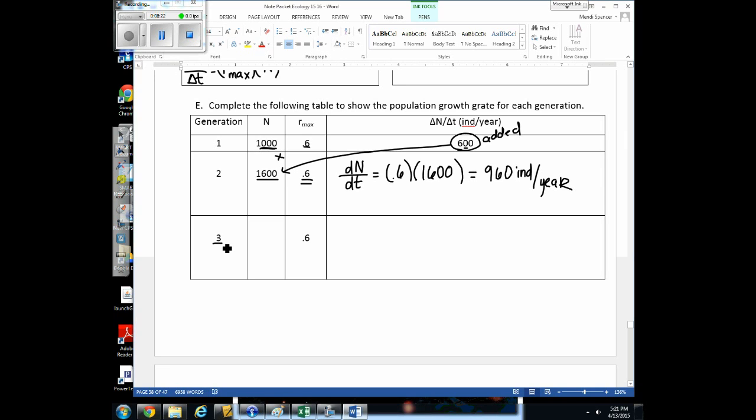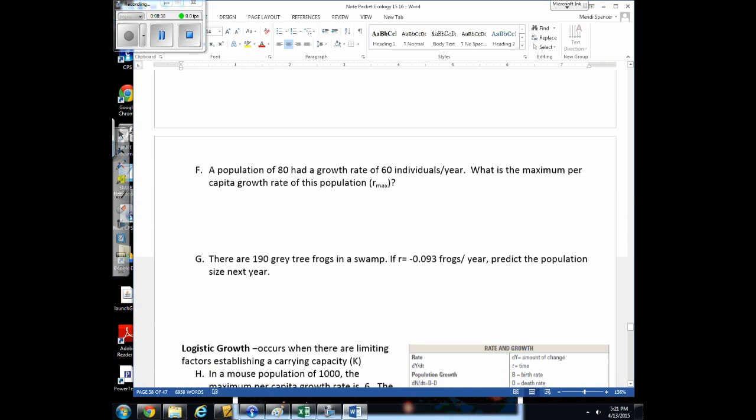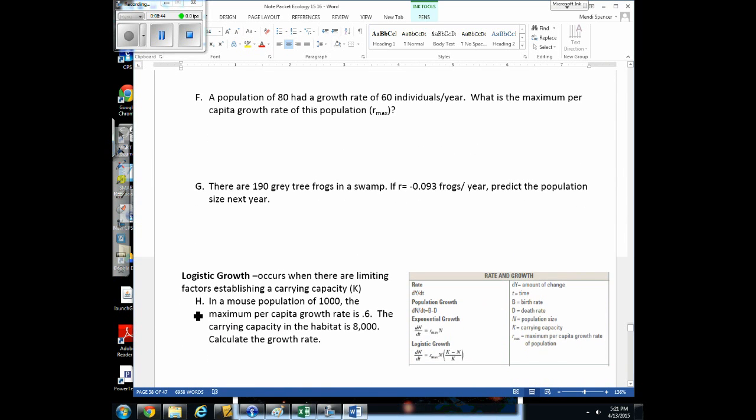To figure out the initial size of generation 3, we're going to have to add 960 to that initial population size. So in generation 3, we're starting out with 2,560 individuals. So you can see how growth rate is actually affected by the initial population size. Now we're going to solve for R max.